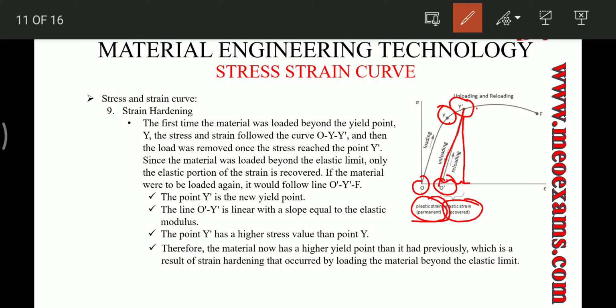Then after unloading, we will see that the elastic strains are recovered, but the plastic strains will remain. So this is the plastic strain. If we load again, the loading will follow this line. Okay, friends, and this y dash will be the new yielding point. So hope you are understanding, friends. The yielding stress has increased for this same workpiece which has been unloaded previously.